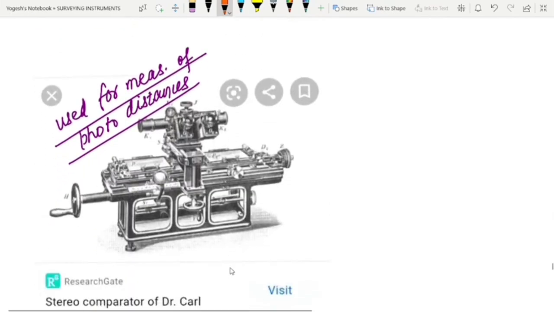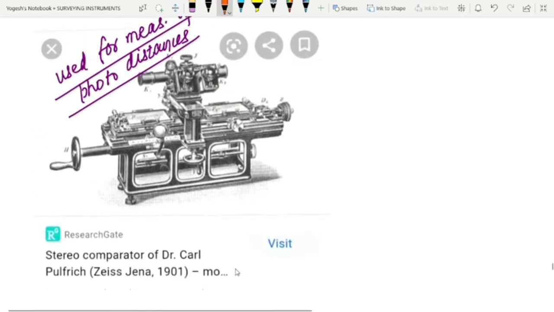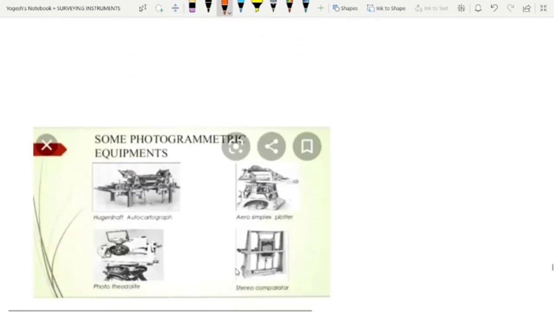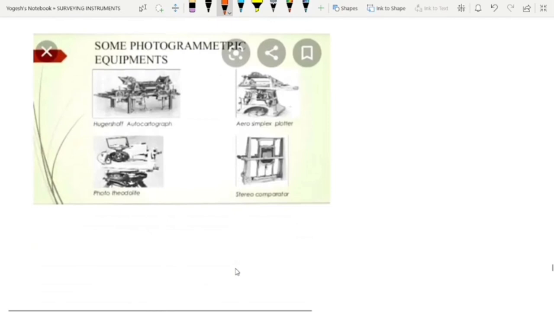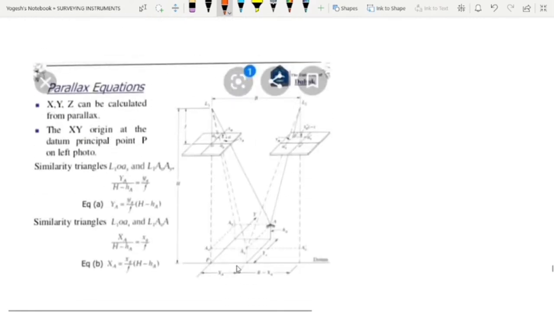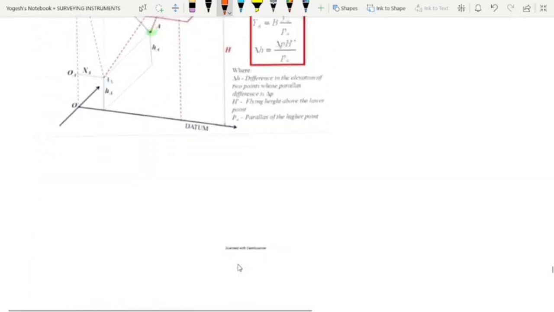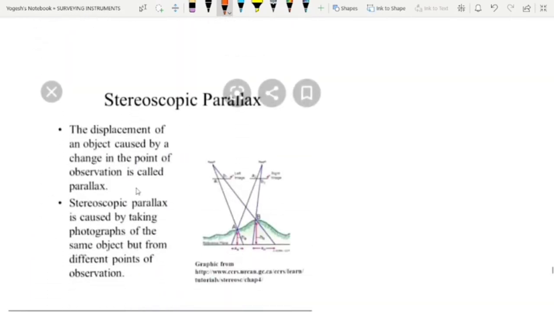This is used for the measurement of photo distances, that is comparators, stereo comparators and mono comparators, which we had discussed. This is the parallax difference, used for parallax calculations in the case of photogrammetric survey. This is stereoscopic parallax, or the relief displacement we had discussed in our chapters.